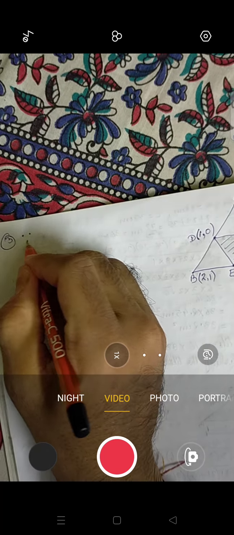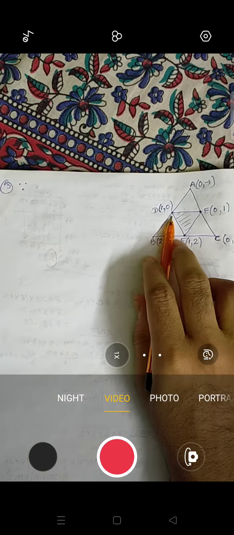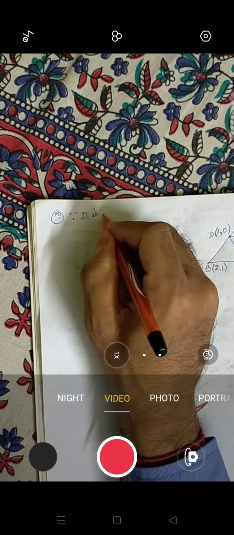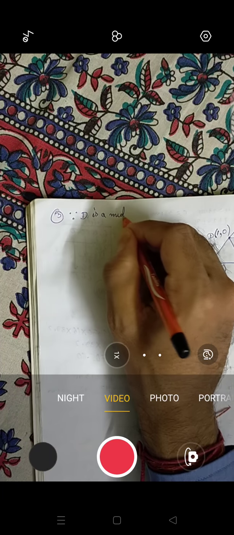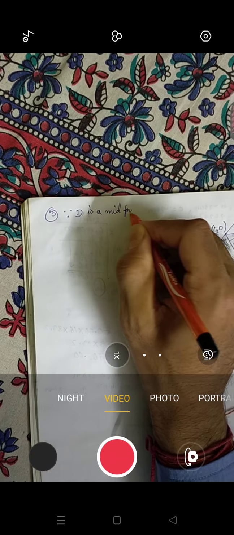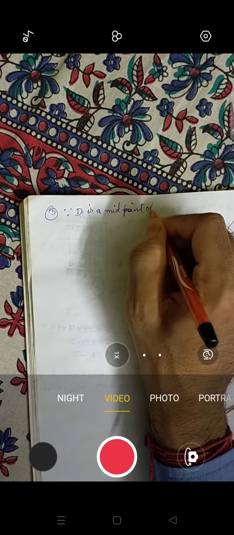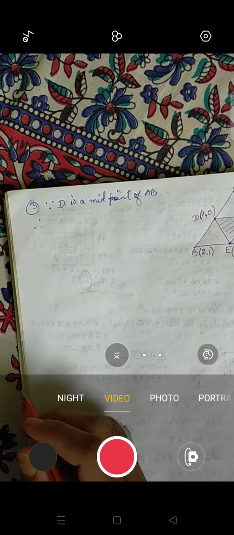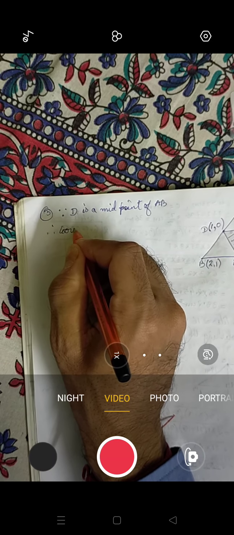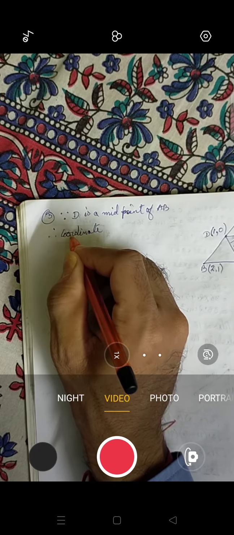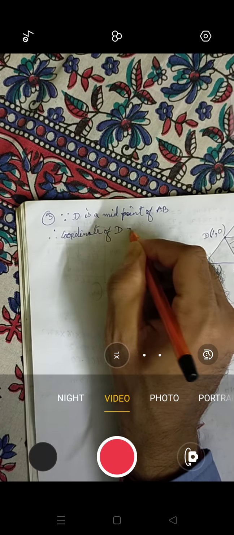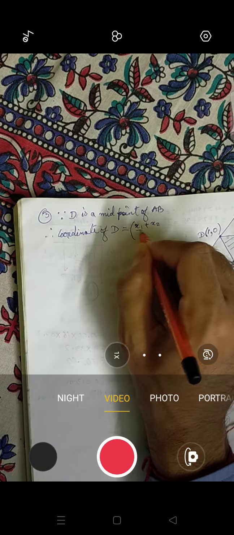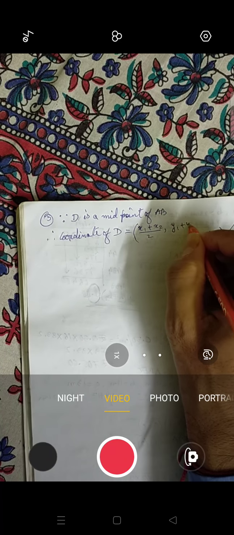Since D is the midpoint of AB, so we'll write since D is the midpoint of AB, therefore the coordinates of D equal (x1 plus x2 by 2, comma, y1 plus y2 by 2).